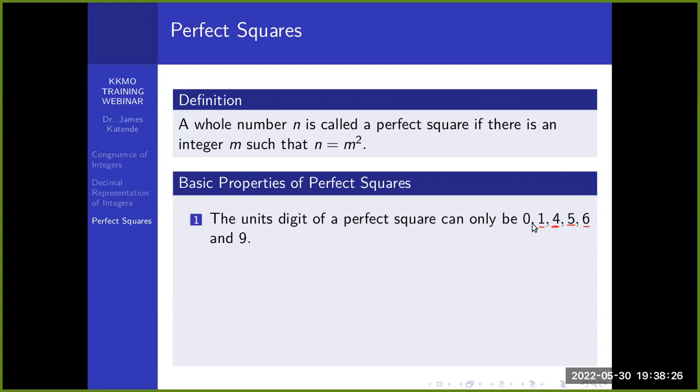So a perfect square can only have this as a units digit. No, it cannot have 2. You can't have 2 as a units digit for a perfect square. You can't have, what else? I think 8. You also can't have 7. I think that should cover all of them. So a perfect square cannot have any of these as the last digit. And I think 3 as well cannot work. So these ones cannot be units digits for a perfect square.